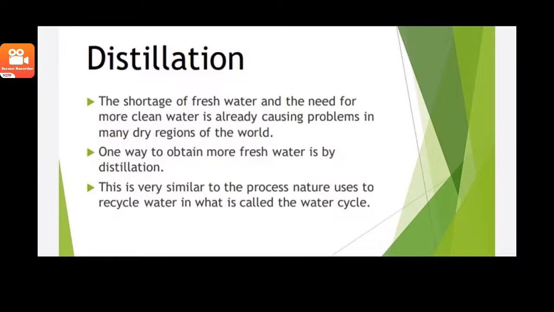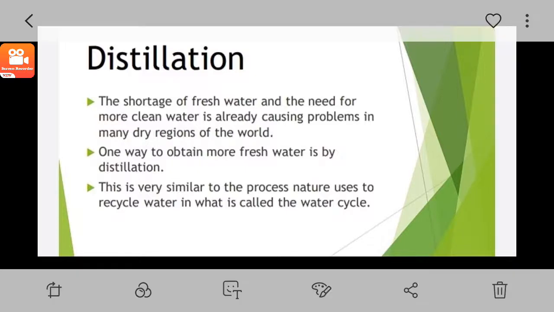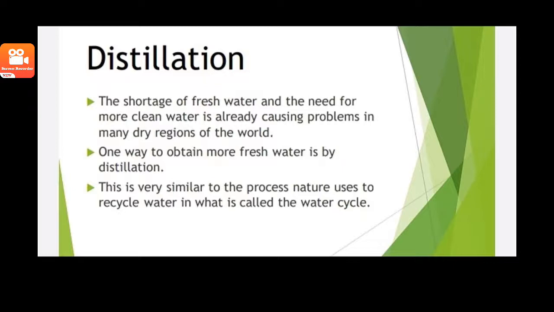Next process is the distillation process. The shortage of fresh water and the need for more clean water is already causing problems in many dry regions of the world. Due to the increasing population, there is a shortage of fresh water. And we have discussed in the previous lectures that only about 3% of our earth is covered by fresh water.